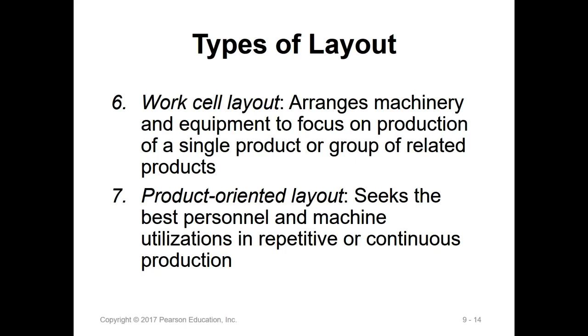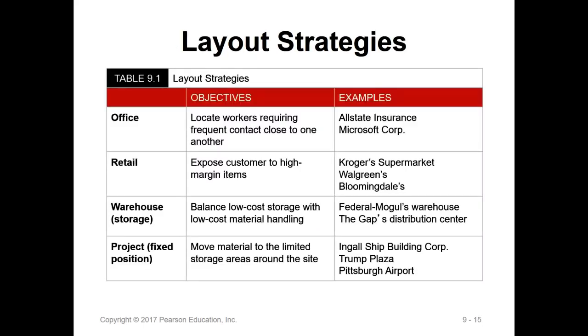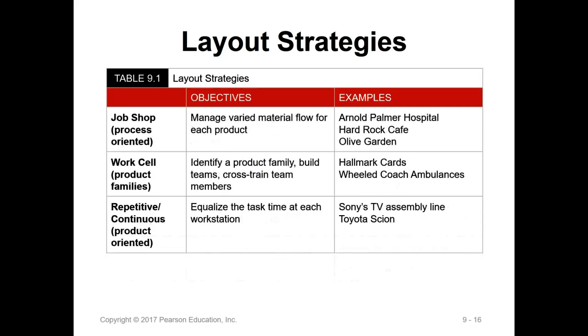Okay, so product-oriented layout tries to find the best personnel and machine utilization in repetitive or continuous production. And here it gives some examples of office layout, retail warehouse, and project or fixed position layout. And job shop is actually the process-oriented layout.